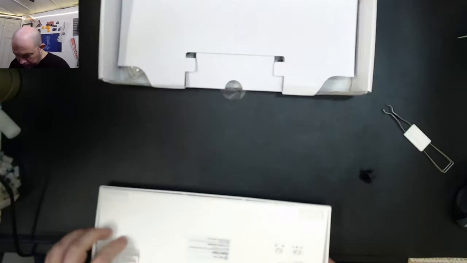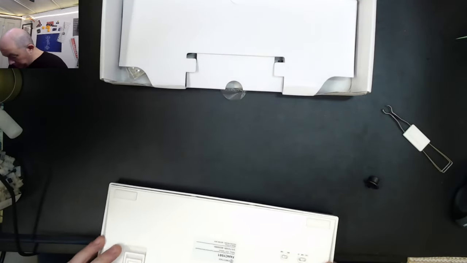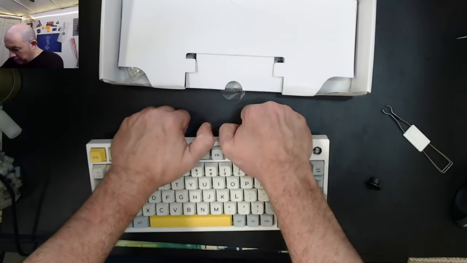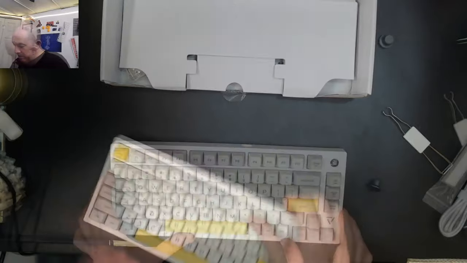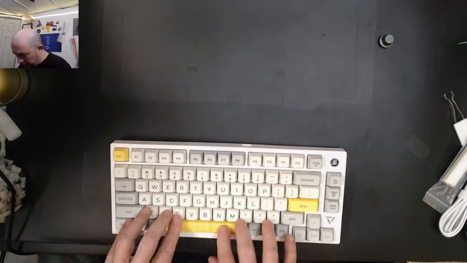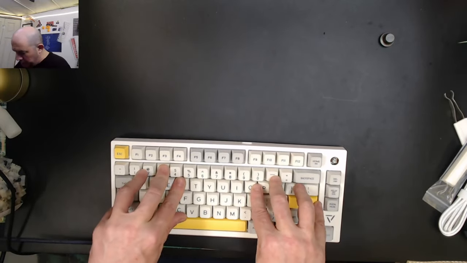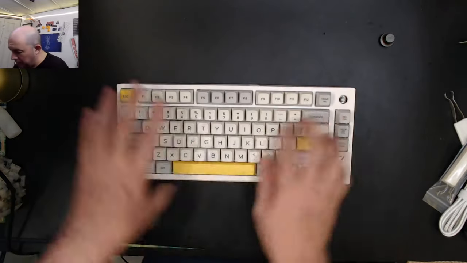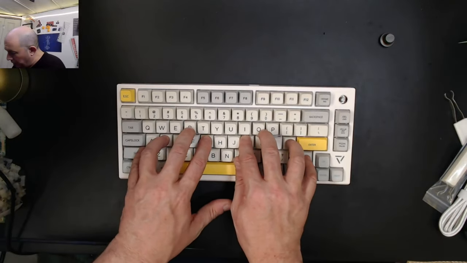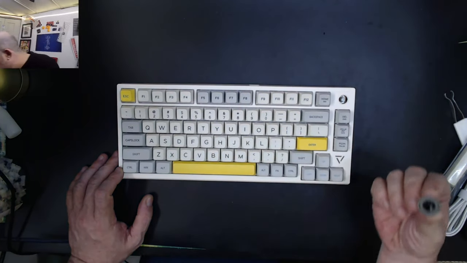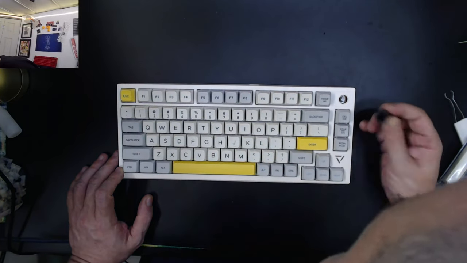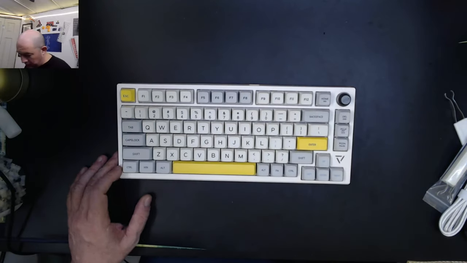I'm making an assumption based on the design. All right, I didn't mean to get this far into it. Yeah, there's a little bit of flex, not that much, but I do have spare gaskets, so I could probably makeshift one myself, but I'm not particularly happy about that.